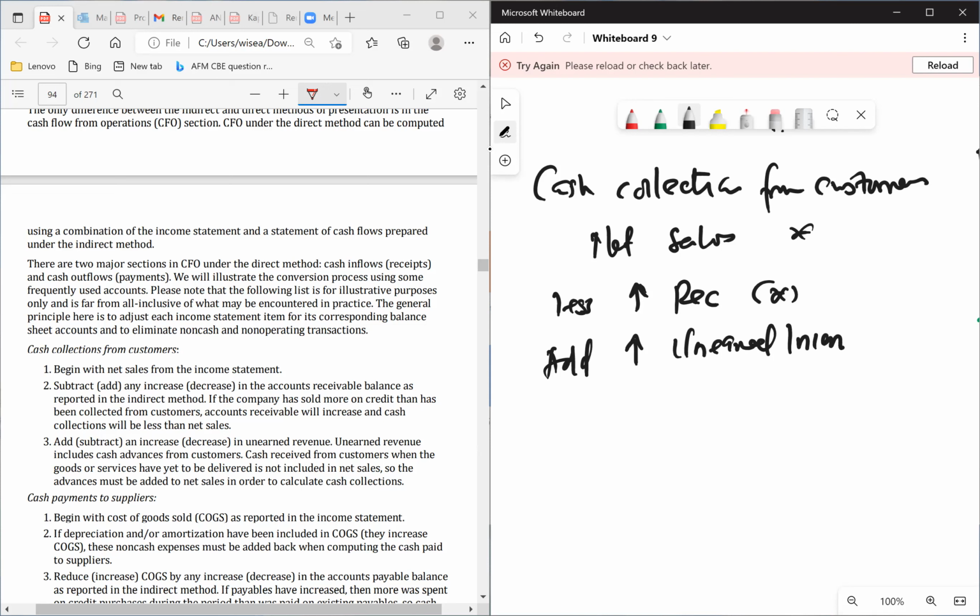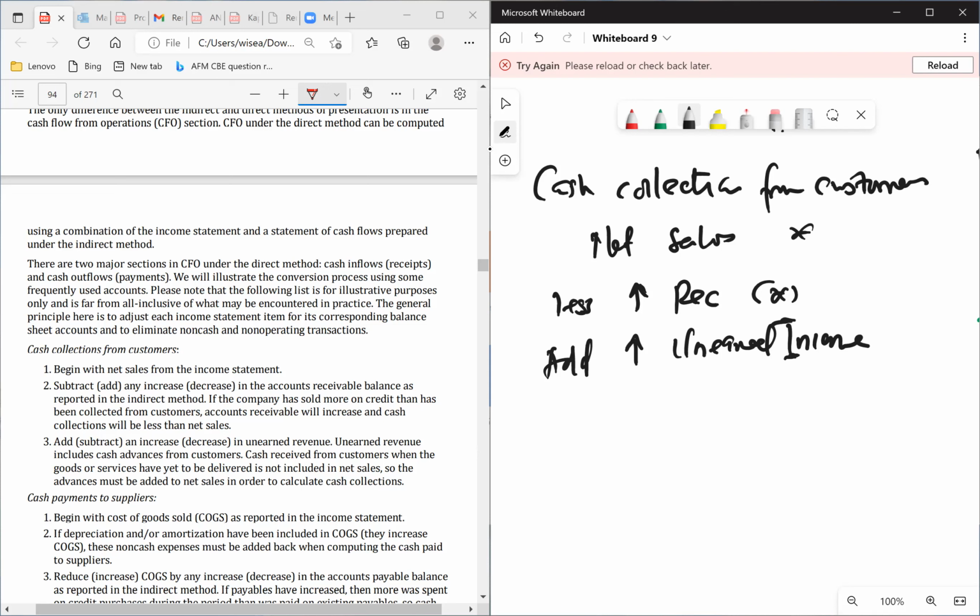Unearned income is where customers pay in advance. For example, companies like Apple, when you pay for a subscription, they treat it as unearned. The same way banks also treat payment of processing fees and others as unearned income. An increase in unearned income means you received cash from customers. So cash collection from customers is determined by net sales, adjustment for changes in receivables, and adjustment for unearned income.